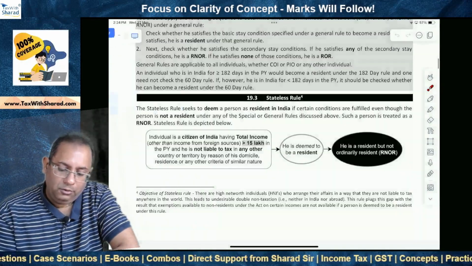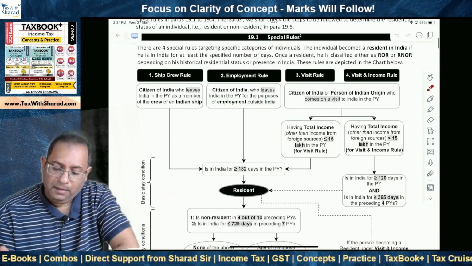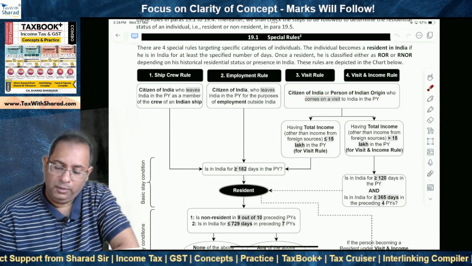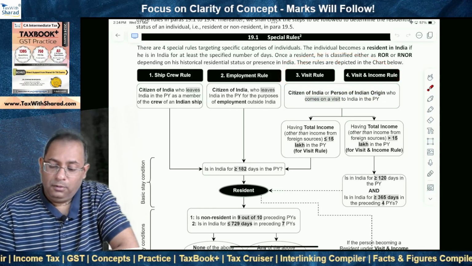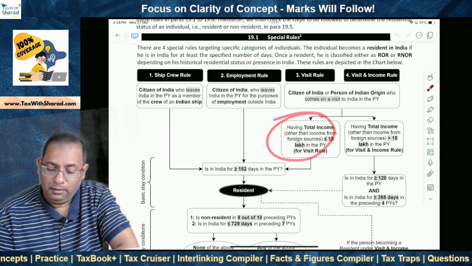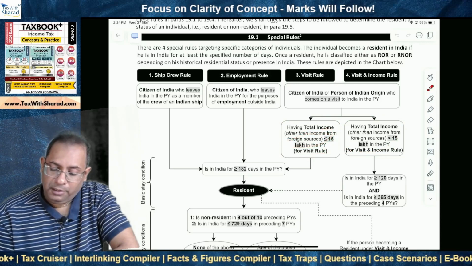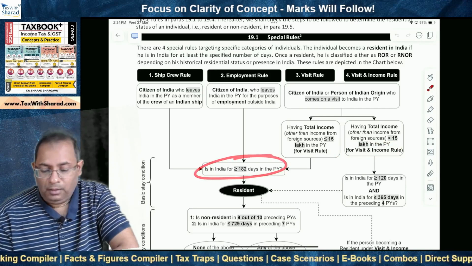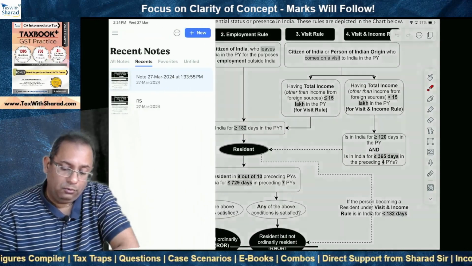Okay. So once you note these details, he is a citizen of India who is coming on a visit to India in the previous year, then you will need to do as the next step, check whether special rule, visit rule or visit and income rule applies. And for that you will need to compute total income other than income from foreign sources. If it is up to 15 lakh, visit rule will apply. If it is more than 15 lakh, visit and income rule will apply, and accordingly, you will need to figure out whether the person is a resident under these rules.